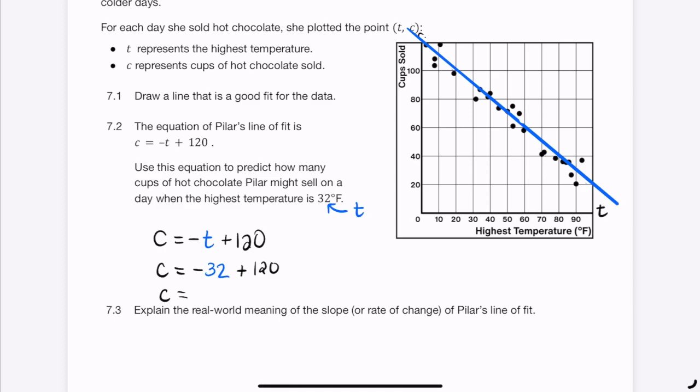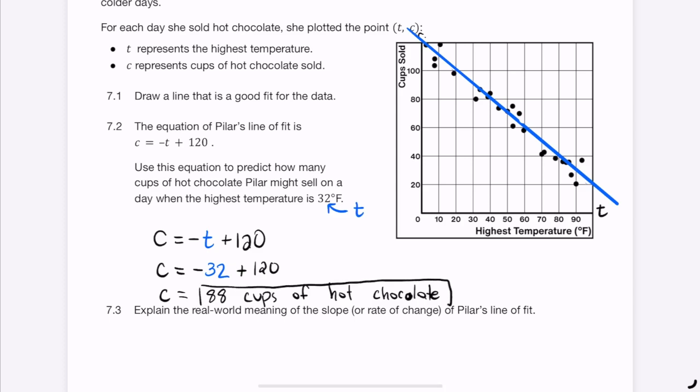And that is going to give me 88 cups of hot chocolate. So that's our prediction. That day, if it's 32 degrees outside, it's pretty cold. She's going to sell a lot of hot chocolate, specifically 88 cups.